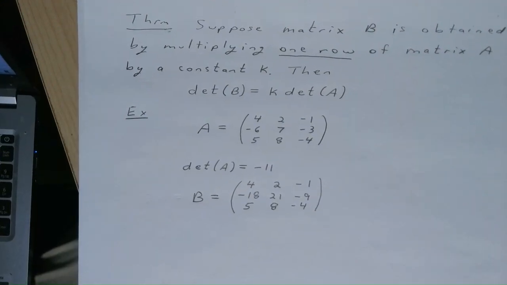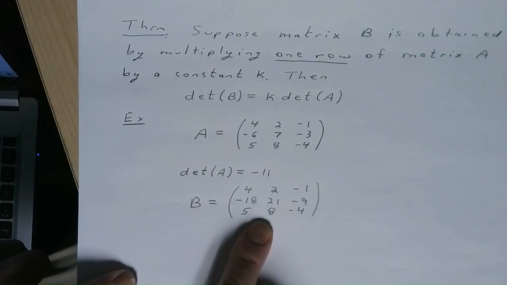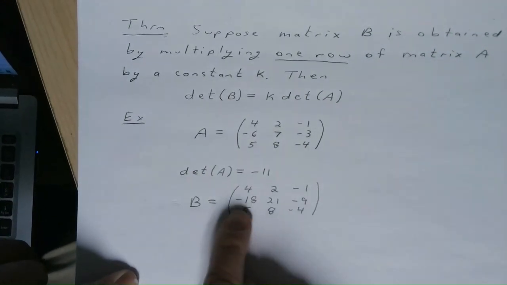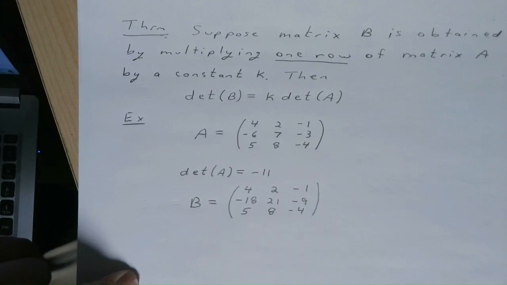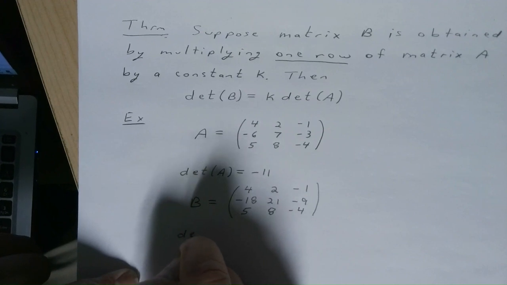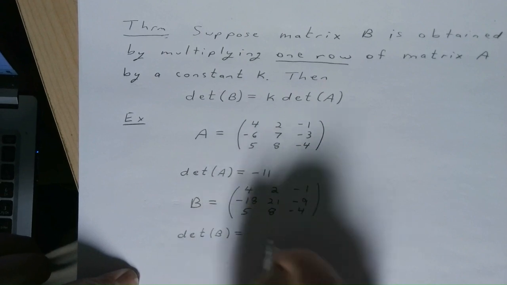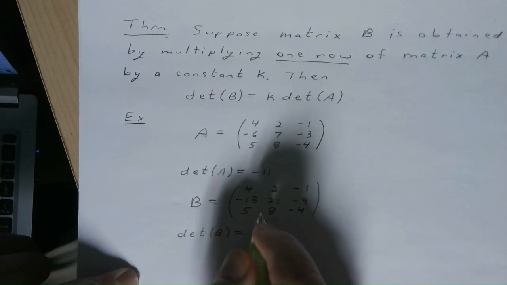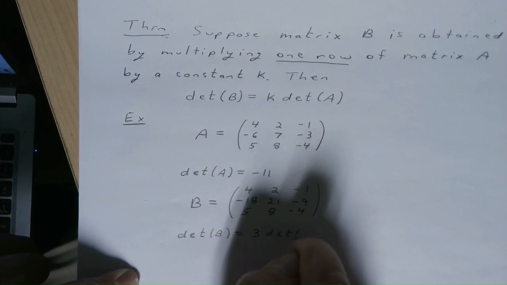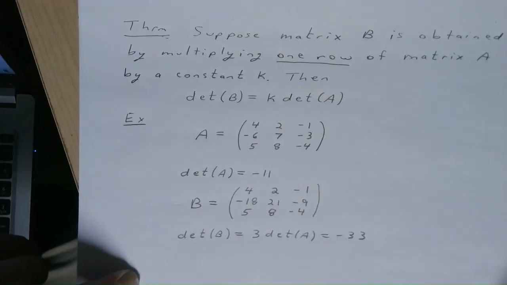So now, according to the theorem up above here, the determinant of this matrix should be 3 times the determinant of A, because we took one row of A and multiplied by 3. And in fact, if you do calculate the determinant of B, and I'll let you go ahead and verify, the determinant of this is going to be 3 times the determinant of A, which is going to be minus 33.